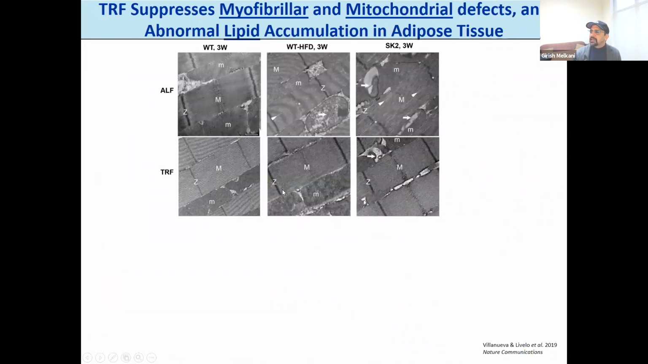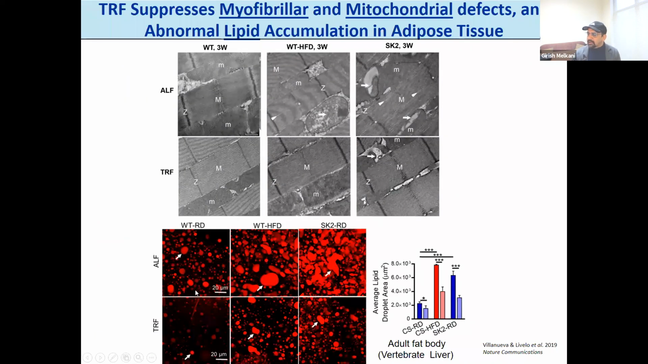Then we also looked at the EM level in the muscle. You can see mitochondrial disarray and some myofibril disarray, and that was also improved with time restricted feeding. Then beyond the muscle, we looked at the adult fat body. Again, you are looking at the fat body staining, and the fat body is equivalent to the vertebrate liver. As you can see, lipid is significantly increased, but lower with TRF.